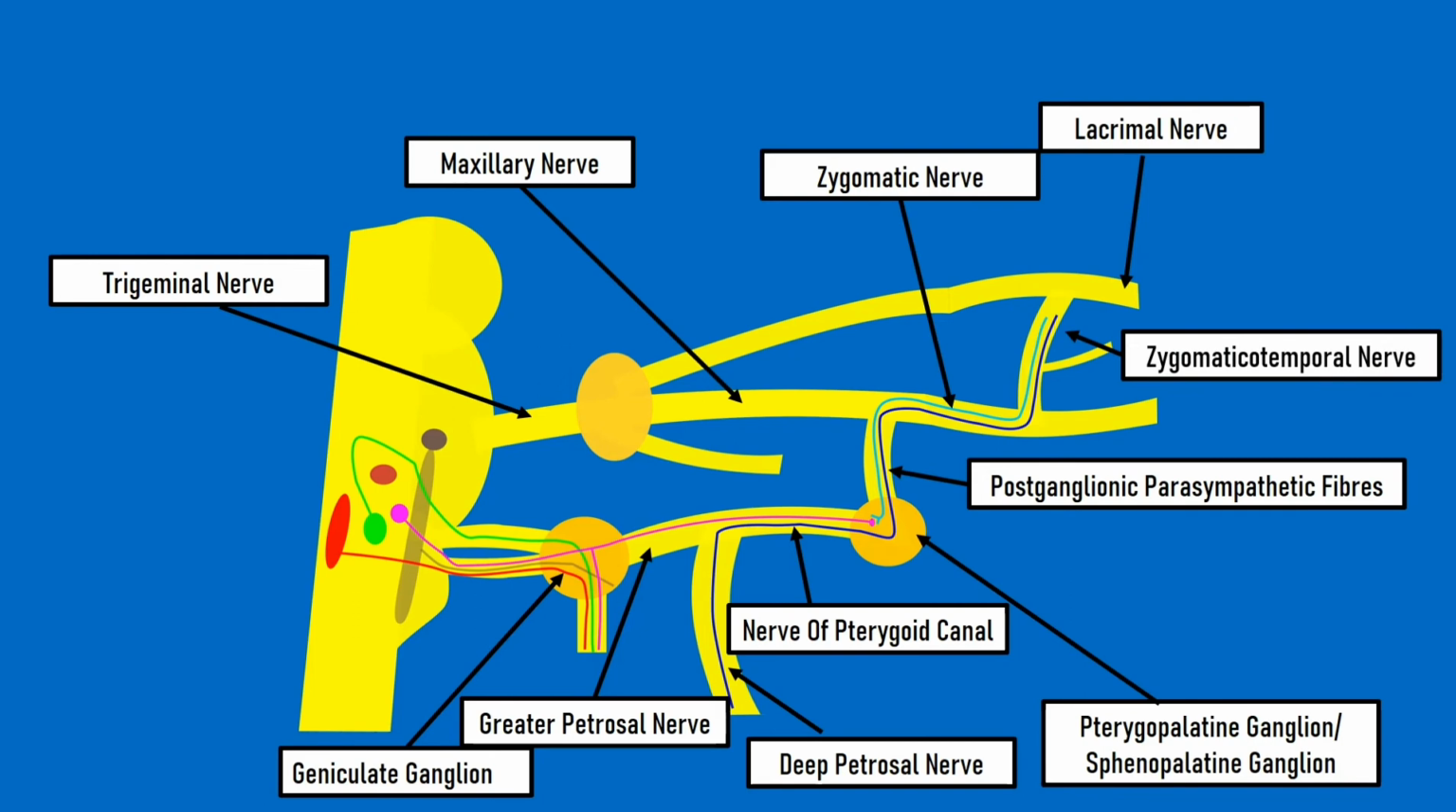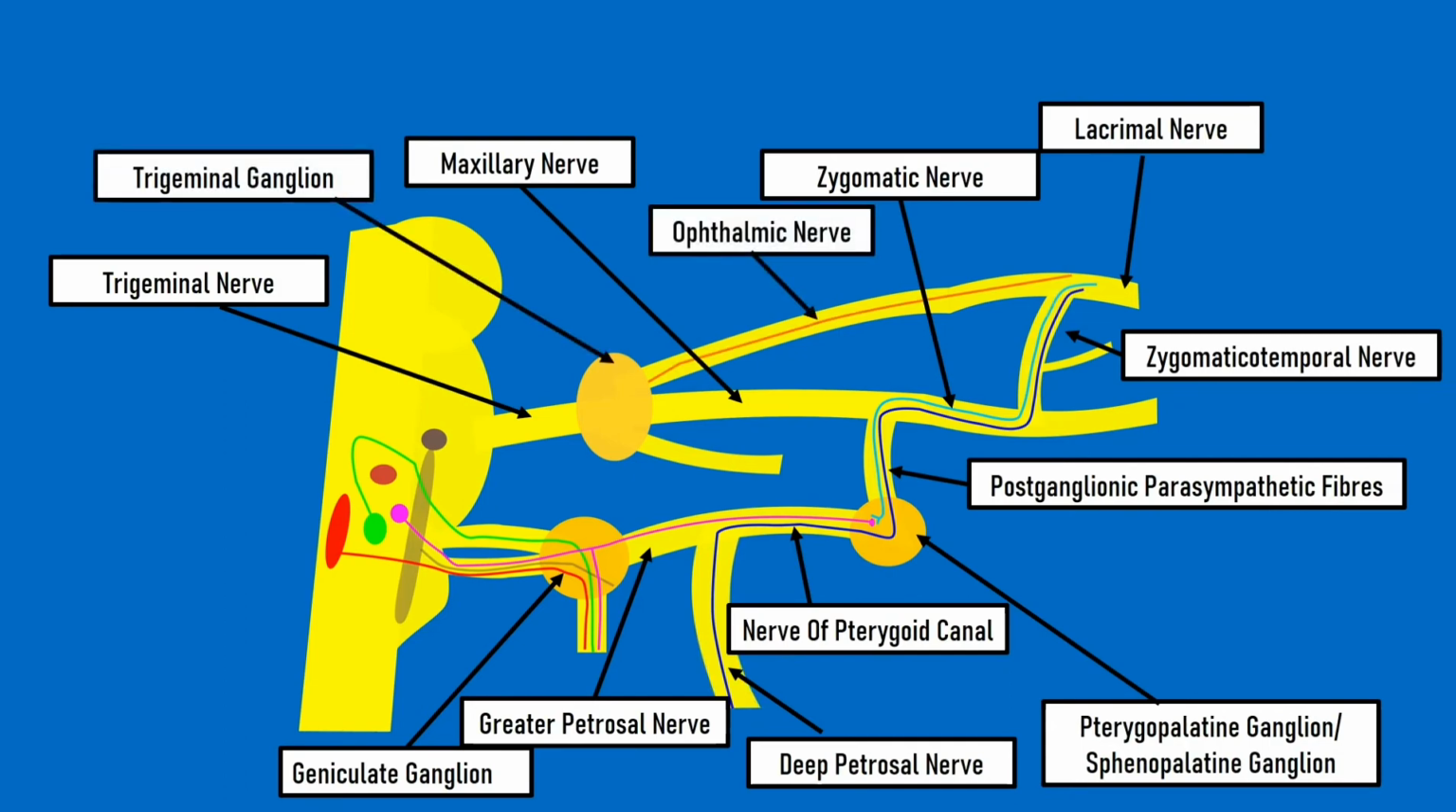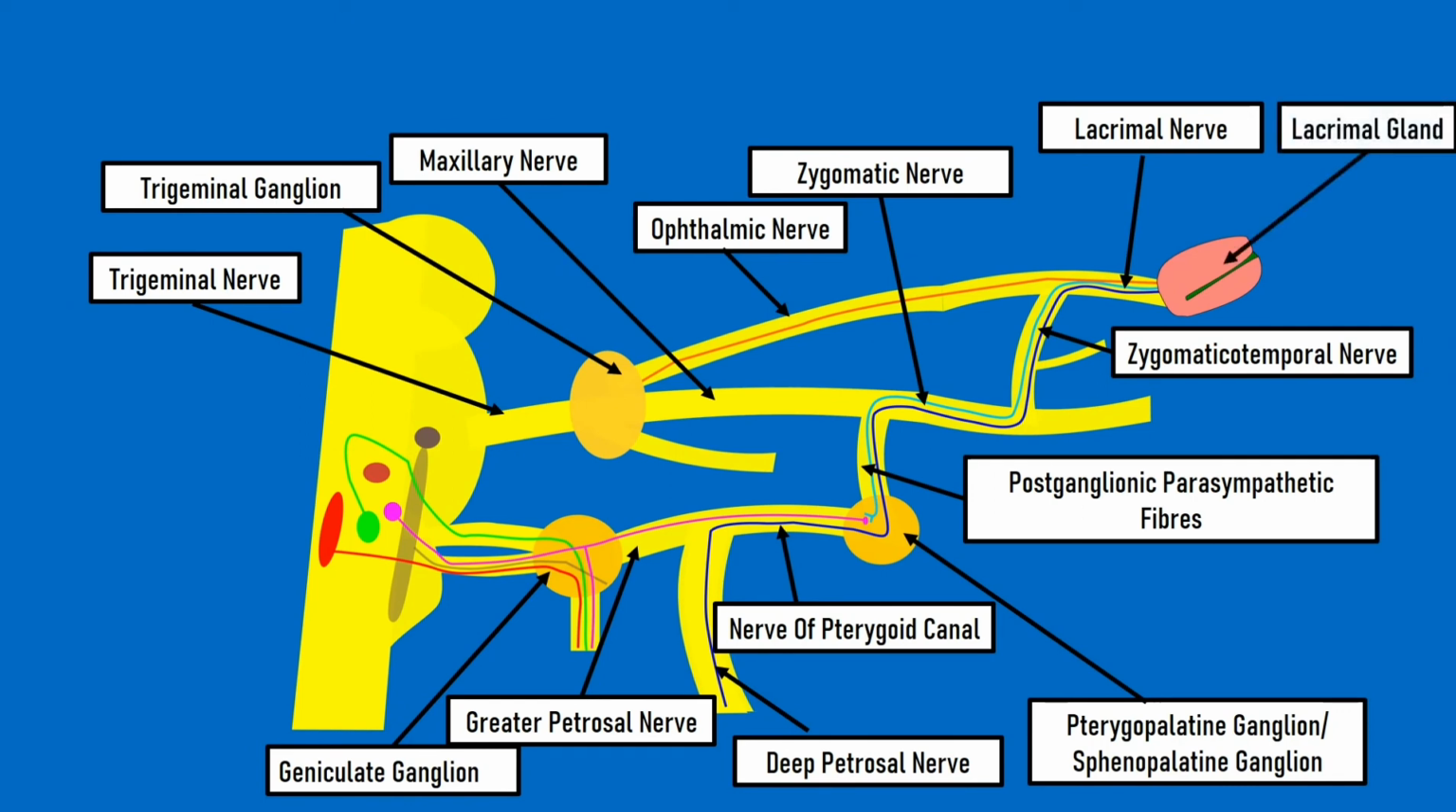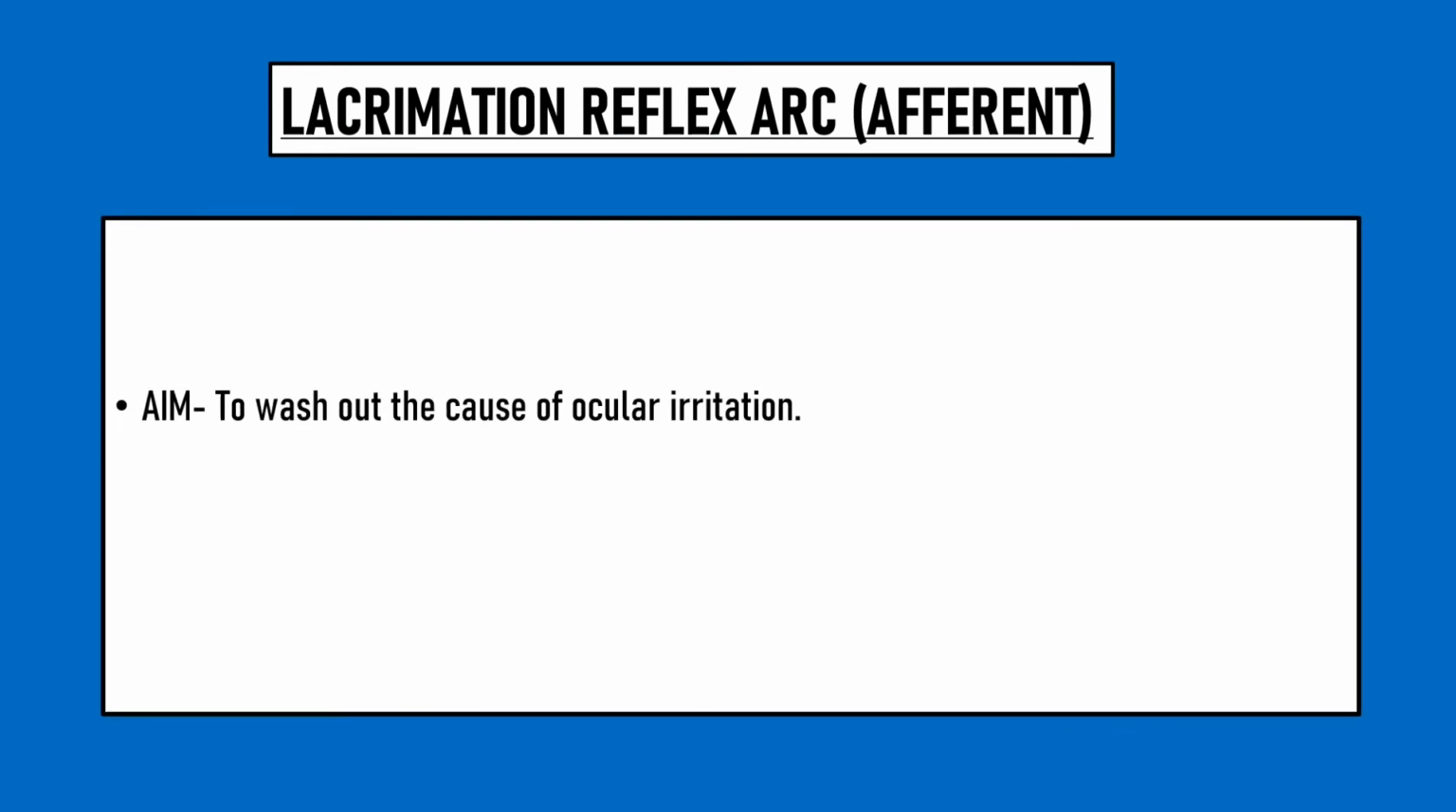This zygomaticotemporal branch anastomoses with the lacrimal nerve, and parasympathetic fibers are carried to the lacrimal gland by this lacrimal nerve, and tear secretion is stimulated. This lacrimal nerve is a branch of the first division of the trigeminal nerve, that is the ophthalmic nerve. You can see that in the diagram here. So this entire route from the superior salivatory nucleus to the lacrimal gland is the efferent pathway of the lacrimal reflex arc. The goal of this reflex is to wash out anything that might be causing ocular irritation.